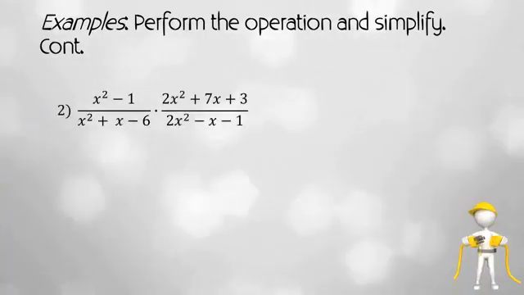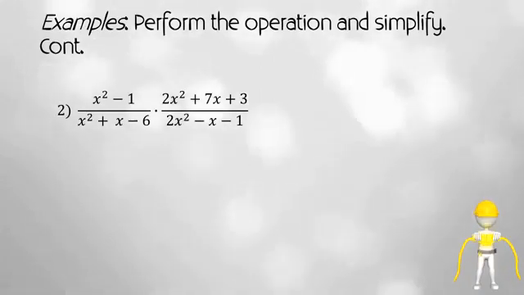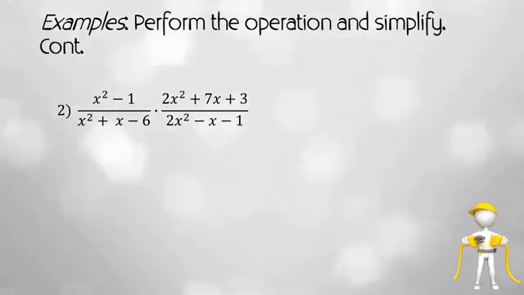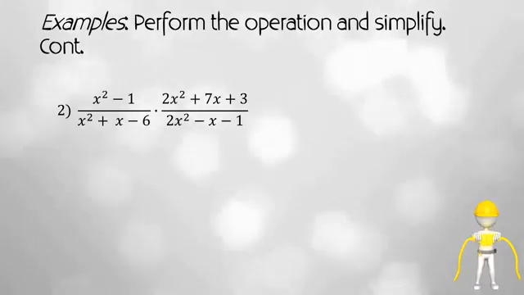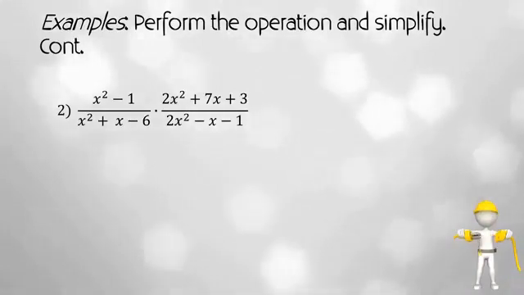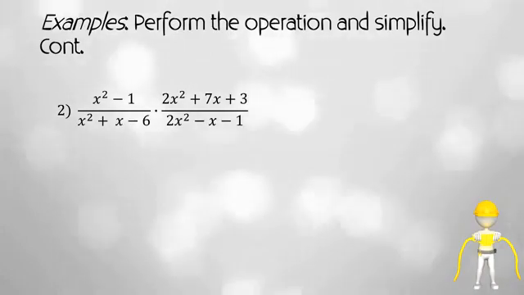Example number 2. You have (x squared minus 1) all over (x squared plus x minus 6) times (2x squared plus 7x plus 3) all over (2x squared minus x minus 1). Okay, the operation here is multiply. In multiplication, we directly multiply the numerators and also the denominators. But before that, we factor first each polynomial.